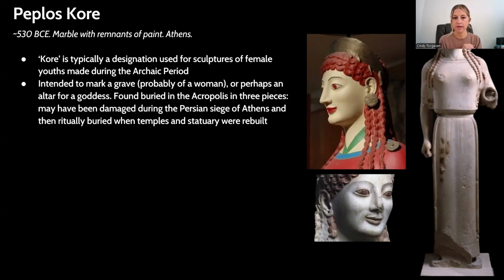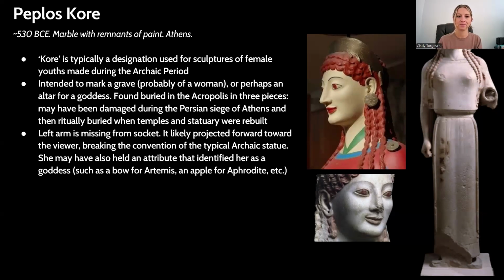But it was buried in three pieces, and some scholars believe that this might have been damaged during the Persian siege of Athens, and then possibly buried underneath one of the temples in order to be rebuilt later, or essentially to protect it so that it wouldn't be debased or destroyed by the enemies. The left arm is clearly missing, but there is a socket there, which lets us know that this would have been designed in separate pieces. It is believed that this arm would have projected forward, potentially holding something. That is something that we have seen. And if you go through the trouble of making this whole separate piece, it's probably because it's holding something.